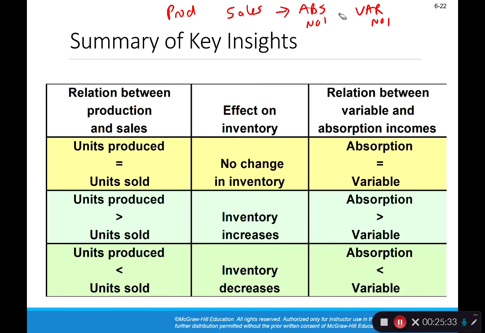And then finally, put in an equal sign. When production equals sales, absorption income would equal variable income. I think you see with a little practice, this could be very easy. It's one concept, how we treat fixed overhead, that's different between the methods. That's really it.